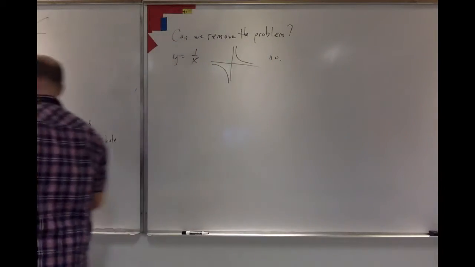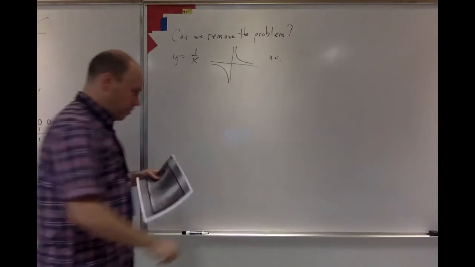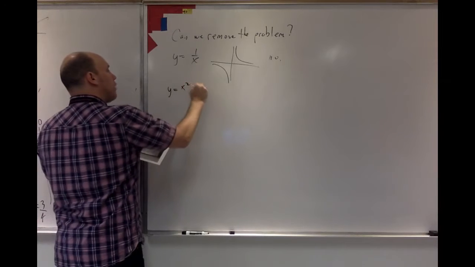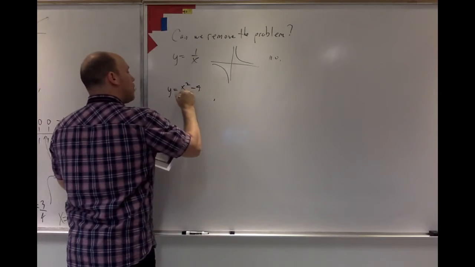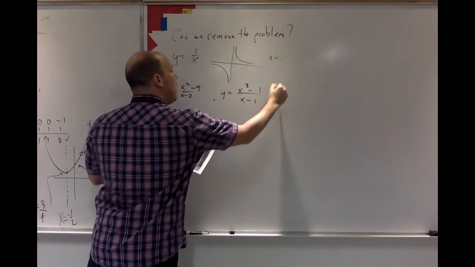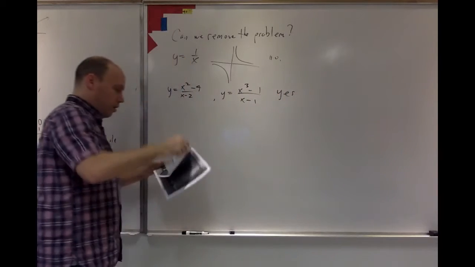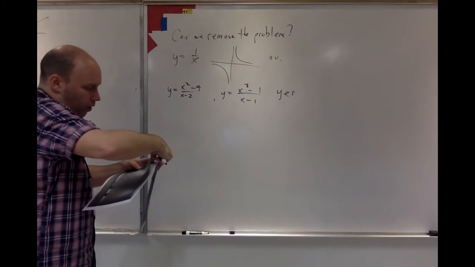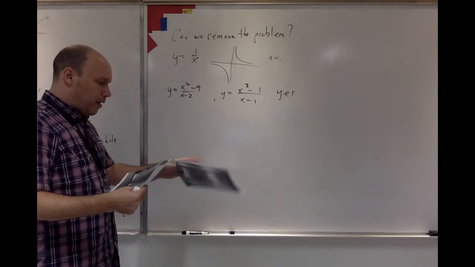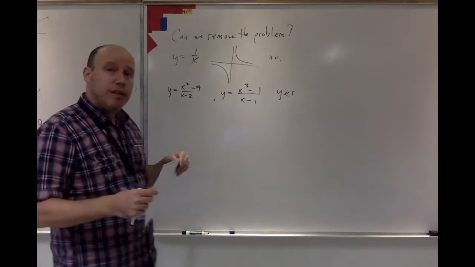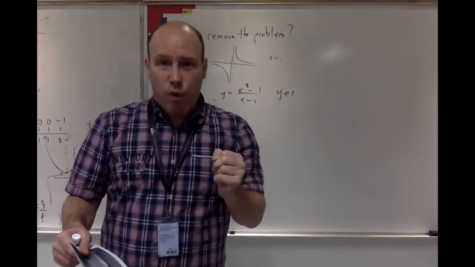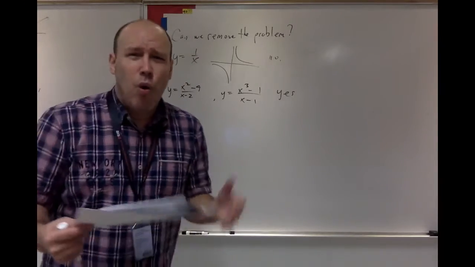But with y equals x squared minus 4 over x minus 2, and y equals x cubed minus 1 over x minus 1, the answer is yes. The answer is yes. And what we're going to do is say that these are removable discontinuities. We can remove the problem. Therefore, they are removable discontinuities. Well, what are we going to do?